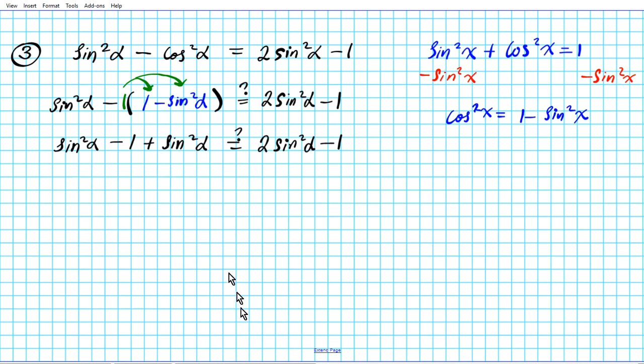Sine square alpha and sine square alpha are like terms. Think about it as you have 1 sine square alpha and another 1 sine square alpha. What happens when you add two things that are identical? Well, you get twice as much, right? So when you add these two, you are going to have 2 sine square alpha minus 1. Is that equal to 2 sine square alpha minus 1? Absolutely. We've been able to verify the given identity.